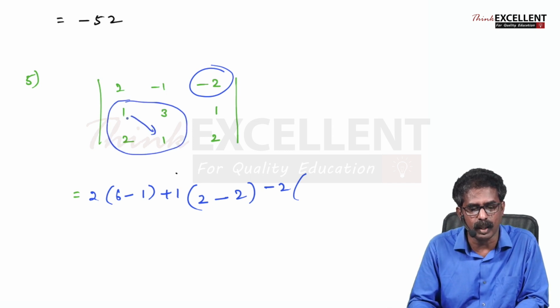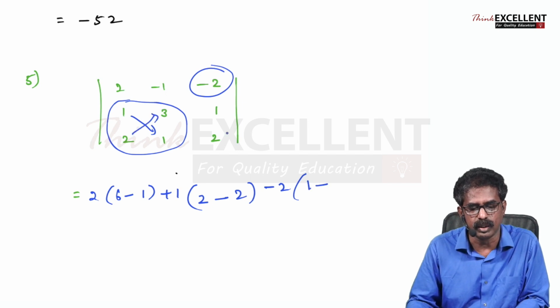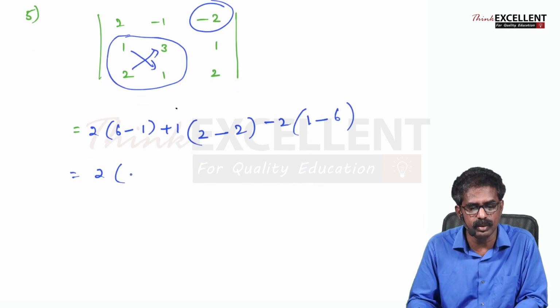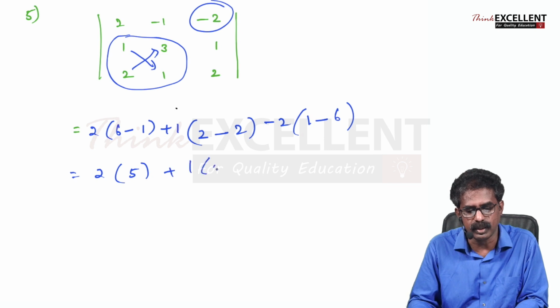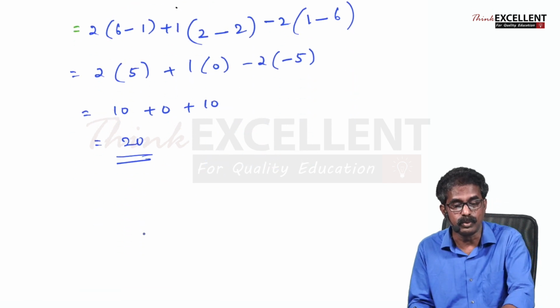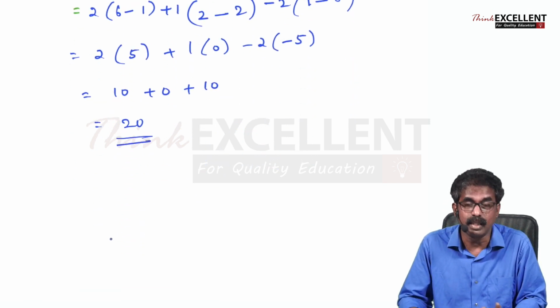So 1 into 1, it is 1 minus 3 into 2. 3 2s are what? 6. So if you simplify this, 2 into 6 minus 1 is what? 5 plus 1 into 0 minus 2 into minus 5, right? So 5 2s are 10 plus 1 into 0, 0. Minus into minus is plus 5 2s are 10. So what's your answer? 20, right? So hope you understood how to expand a 3 by 3 determinant.